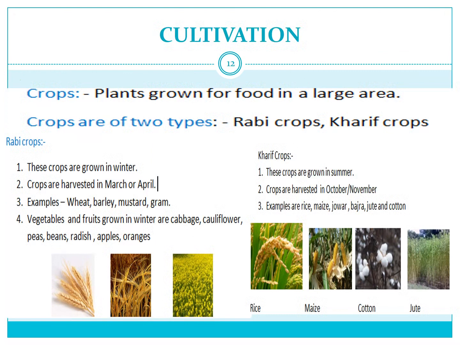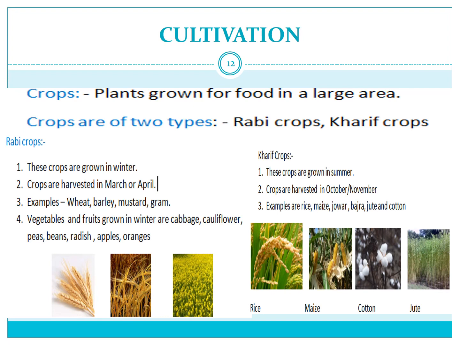Say one sentence on crops. Crops are plants grown for food in large area. Name the two types of crops. The two types of crops are Rabi crops and Kharif crops. What is the difference between Rabi crops and Kharif crops? Rabi crops are grown in winter, whereas Kharif crops are grown in summer.